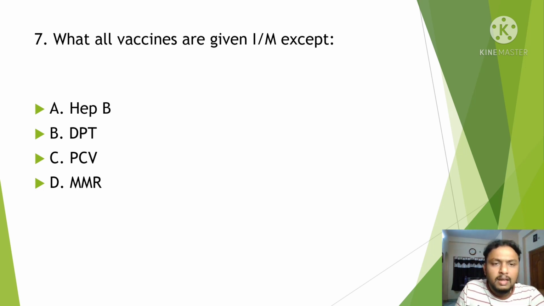Okay, which vaccines can be given IM? Intramuscular injection can be given for which vaccines, and which is the exception? The options are Hepatitis B, DPT, PCV, MMR. What is your answer?